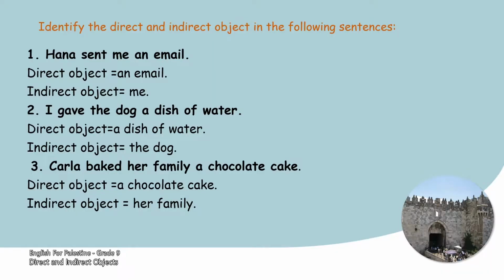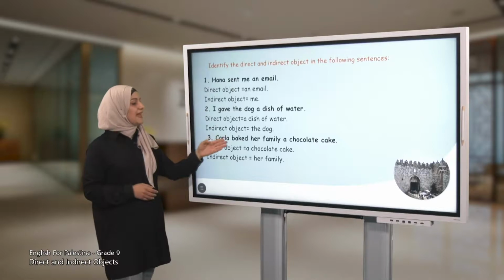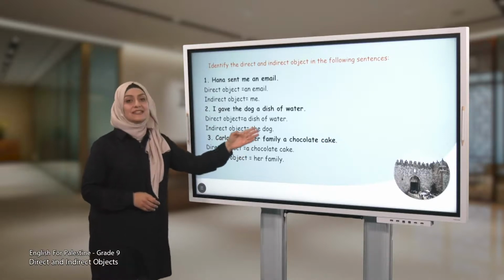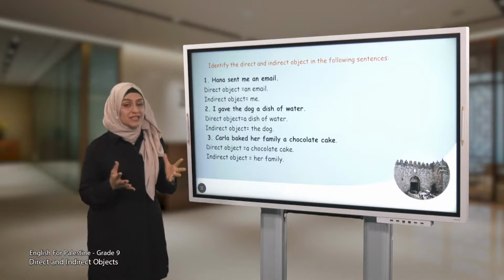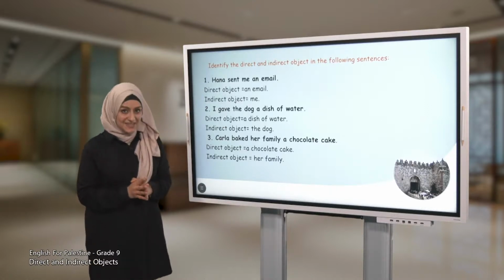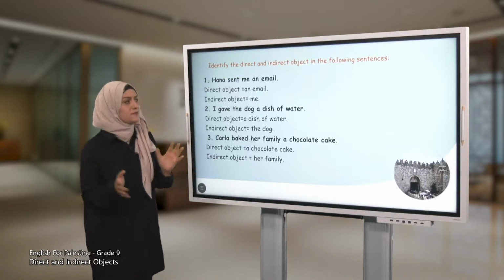2. I gave the dog a dish of water. Notice that the direct object is a dish of water, and the indirect object is the dog. The third example, Carla baked her family a chocolate cake. The direct object in this sentence is a chocolate cake, while the indirect object is her family. Remember that the direct object is mostly a thing, and the indirect object is mostly a person or a group of people.